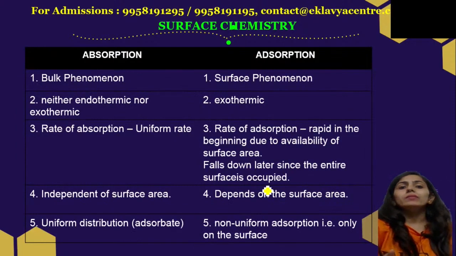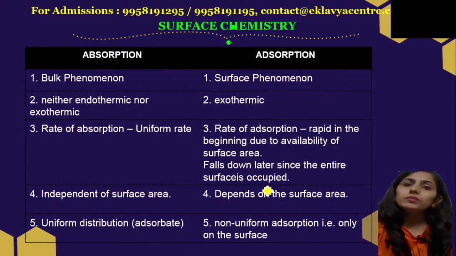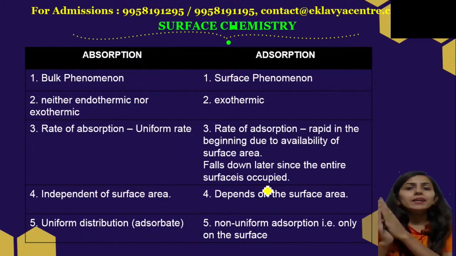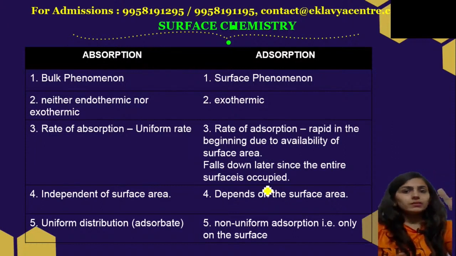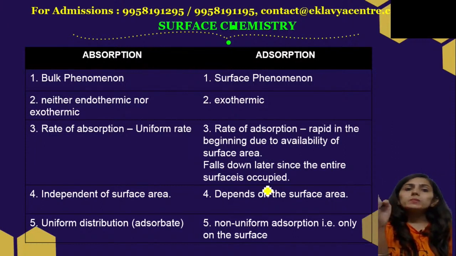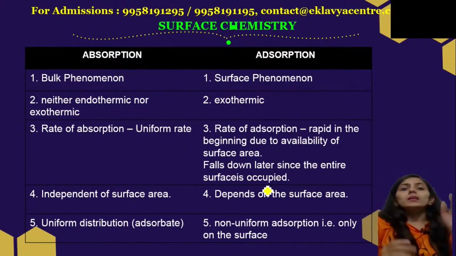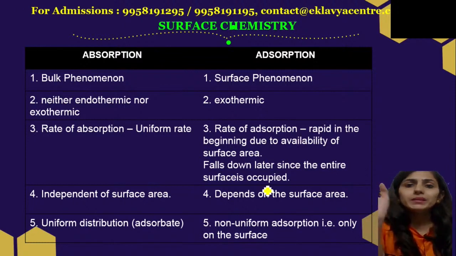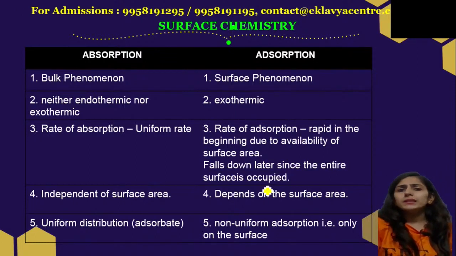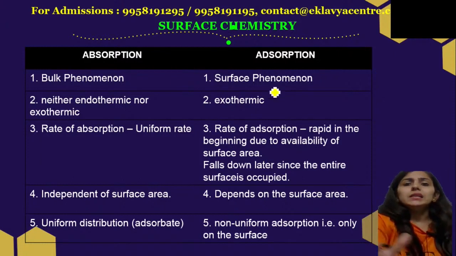Now next, let us quickly read out the differences between absorption and adsorption. First, absorption is a bulk phenomenon. Yes, we have done it. Adsorption is a surface phenomenon. Absorption is neither endothermic nor exothermic, but adsorption is an exothermic process. Very obvious, like we have just discussed, delta H is negative.